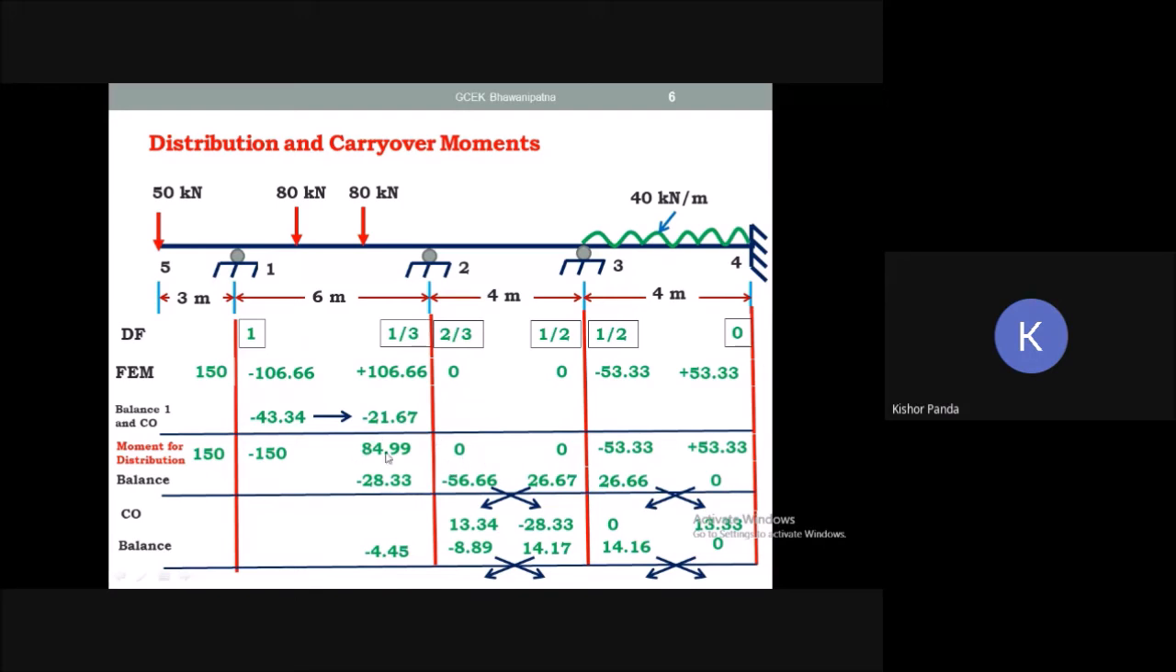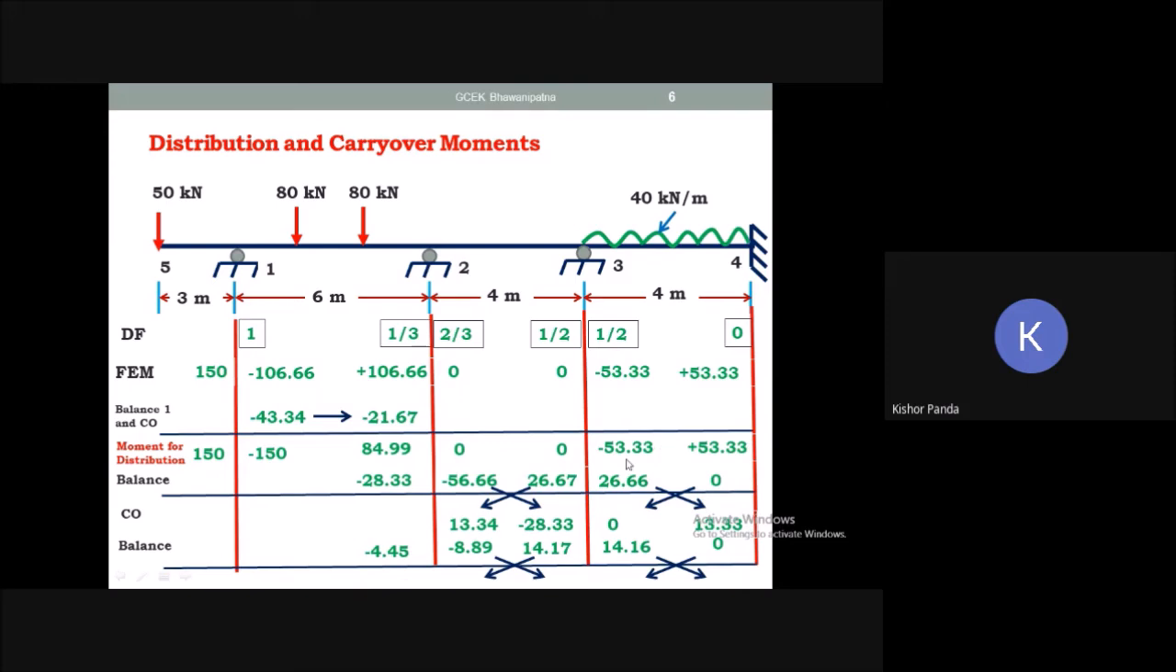Similarly, what is the unbalanced moment? 84.99. This moment you have to multiply with 2 by 3, and put here in opposite sign, minus 56.66. So what is this total moment? This should be equal to this one, because this you got positive, the unbalanced moment, and here you take negative. The sum of the moments should be equal to this one.